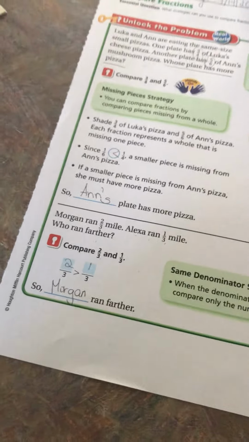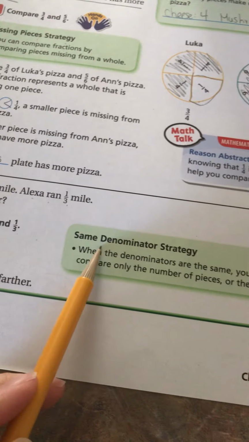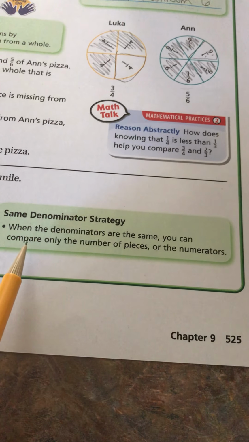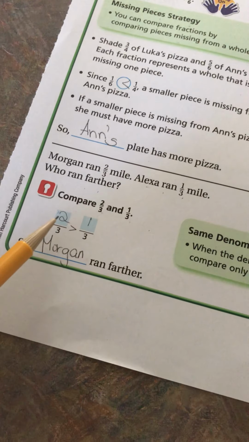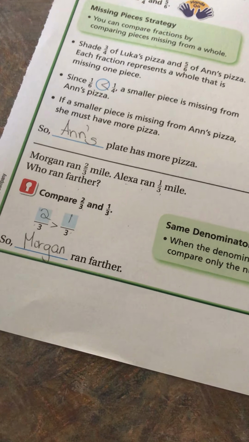That's a tricky part about fractions. There's a lot of rules, okay? Now this one is using the same denominator strategy. When the denominators are the same, you can compare only the number of pieces or the numerator. And because 2/3, 2 out of 3, is greater than 1 out of 3, right? Okay.